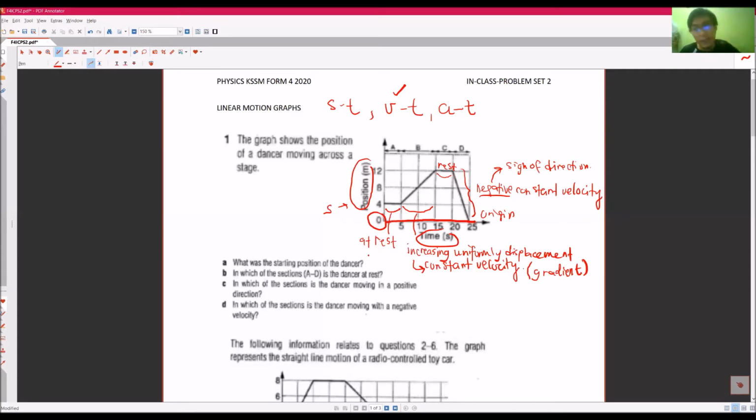Now we're ready to answer some of the questions. A, what was the starting position of the dancer? The starting position is actually at 4 meters from the origin. Let me clear a little bit here. Basically, we just look at the graph and interpret it from the origin.